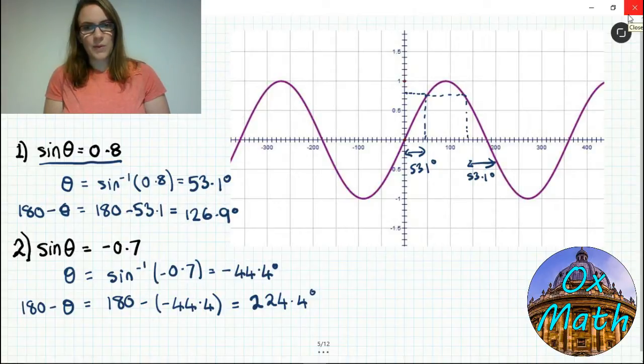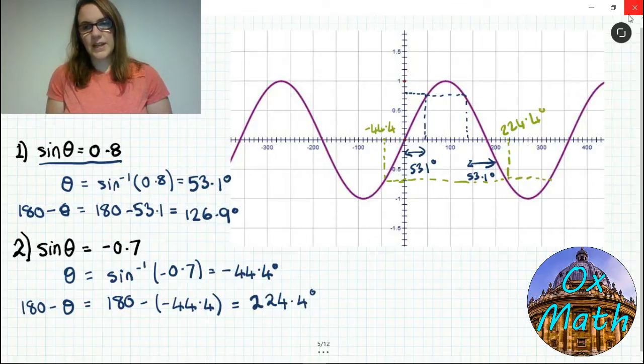And if we think about what that means on our diagram, at minus 0.7 we are here. We have been given this angle as minus 44.4. We have now found this angle, which is at 224.4. But we might actually need this angle. So remember, a sine graph repeats every 360 degrees. So once you've got your two angles within a cycle, you can just add or subtract 360 degrees to move to a different cycle and a different part on the graph.